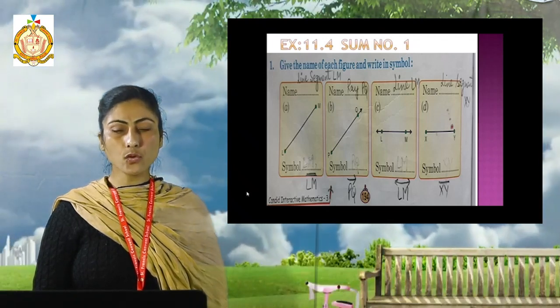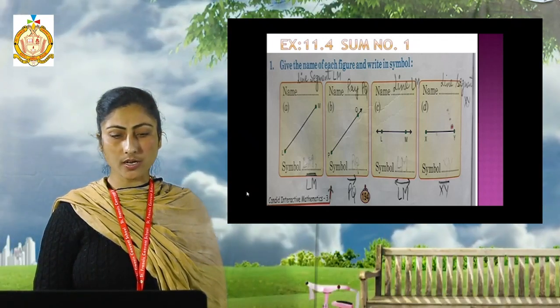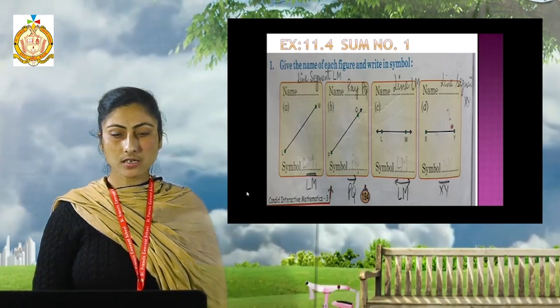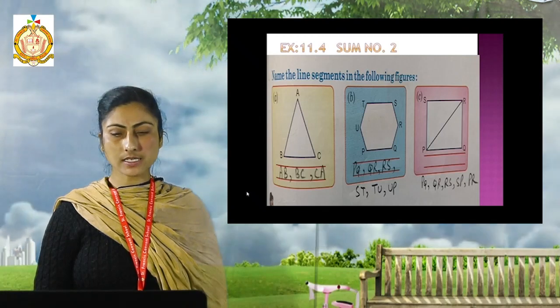Next 11.4 exercise. Here first sum is solved, which is based on these concepts. Next 11.4 exercise second sum is solved.